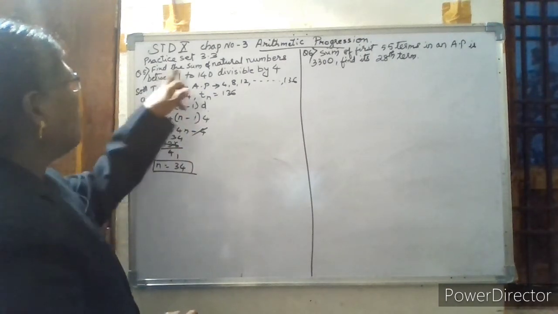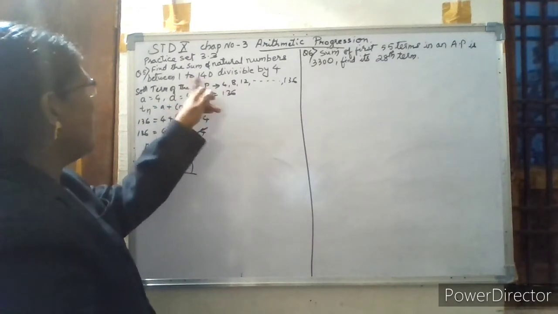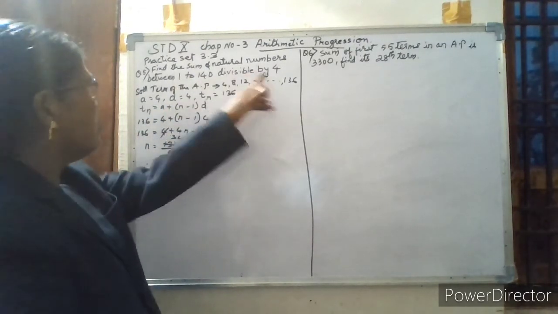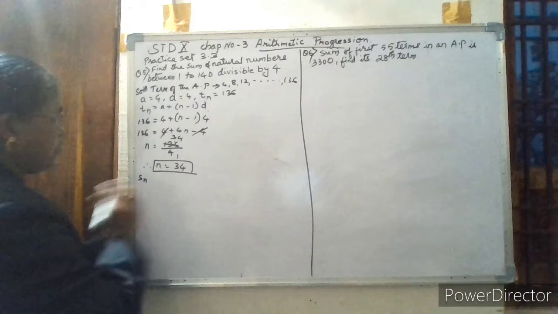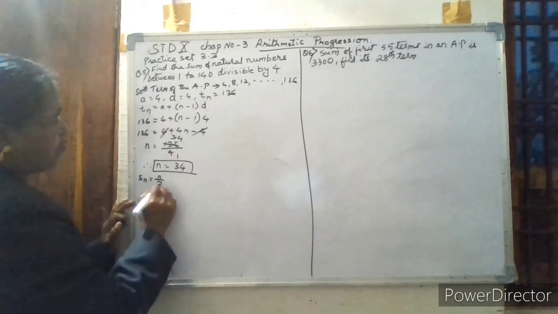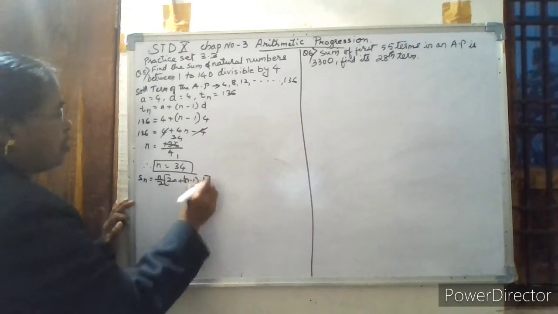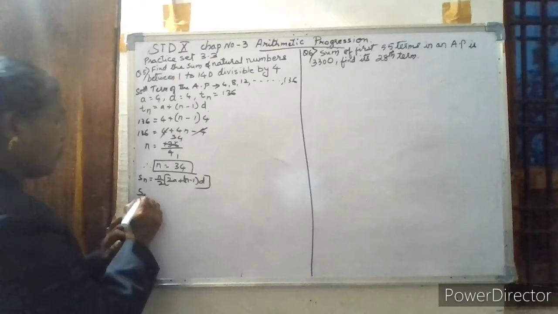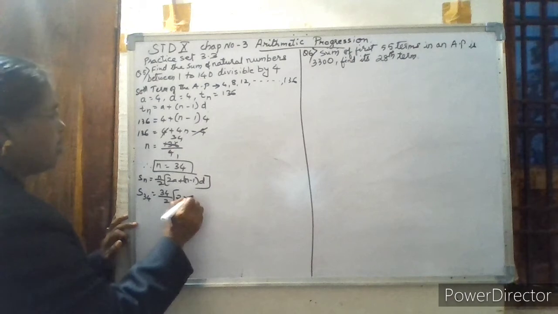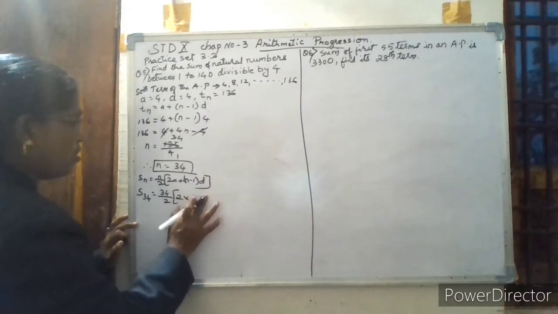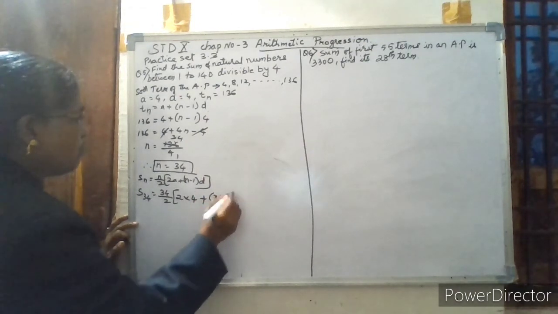Now we have to find the sum of all natural numbers between 1 to 140 divided by 4. So the sum of 34 terms we have to find. Sum of n terms is equal to n by 2 into 2a plus n minus 1 into d. So the sum of 34 terms is equal to 34 by 2 into 2 into a, which is 4, plus n is here 34 minus 1 into d, which is 4.